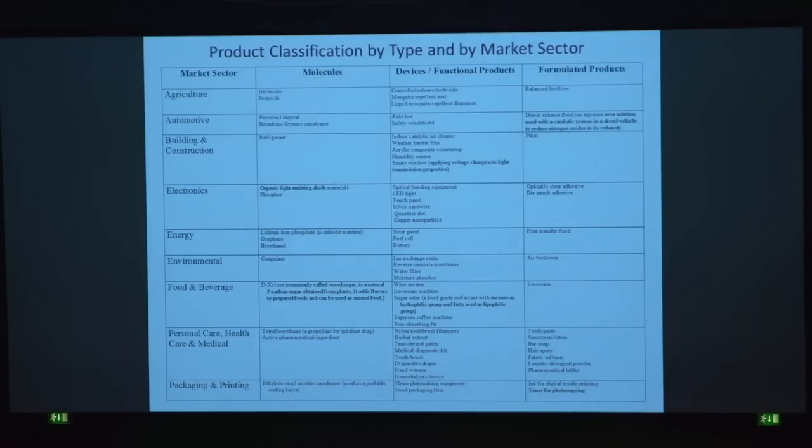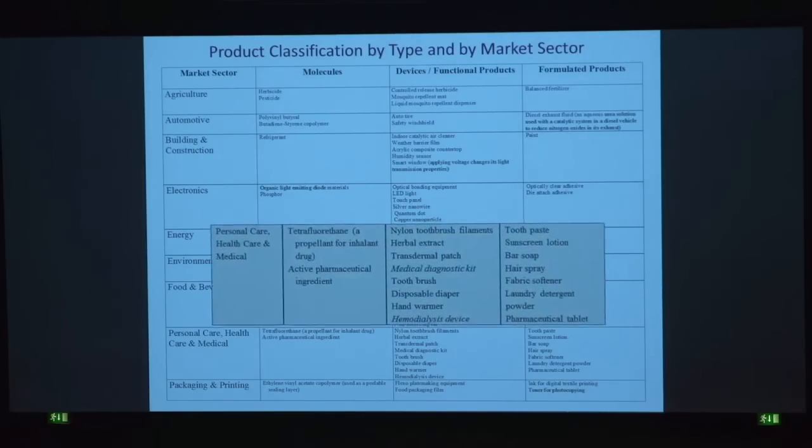So the way we approach these consumer-centered products is by looking at all these products, by classifying them, and looking at them in different market sectors. And here we have agriculture, automotive, building and construction, electronics, and so on. Let's look at one in more detail.